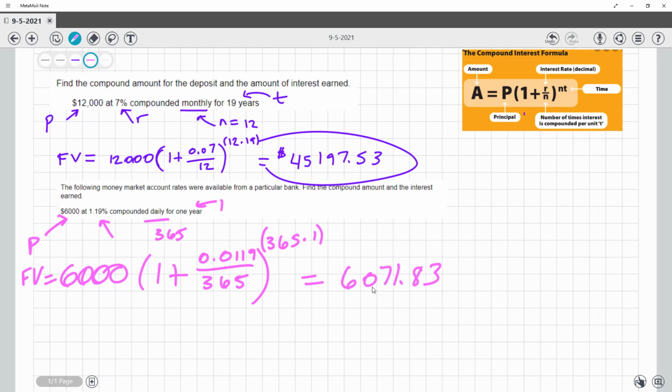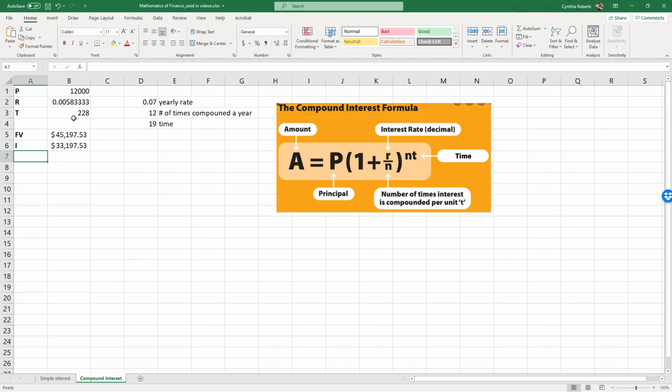Well, I'm tired of picking up the calculator, so what is Cindy going to do? I'm going to go to Excel. So all I'm going to do is just change these numbers. So it was 6,000. My rate was 0.0119. The number of times compounded a year was 365. Okay, so it was compounded daily. And then the time was 1. And you see, I get my answer.